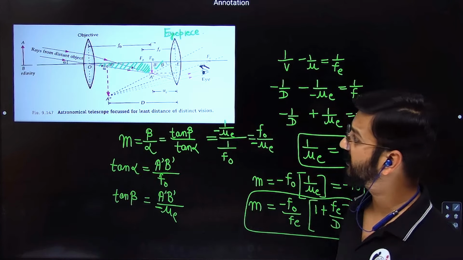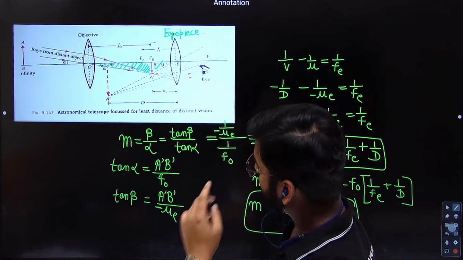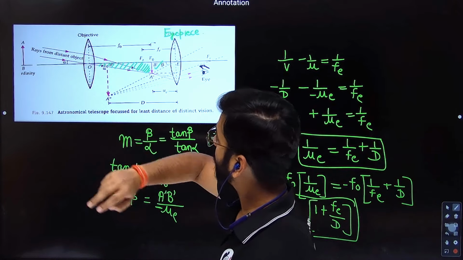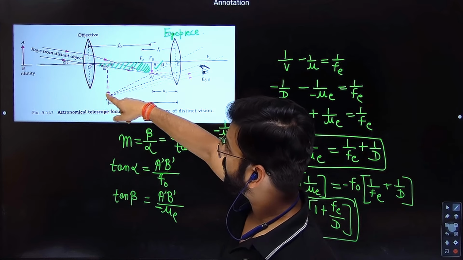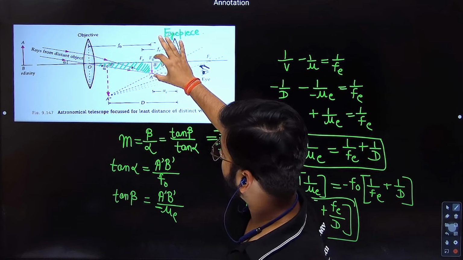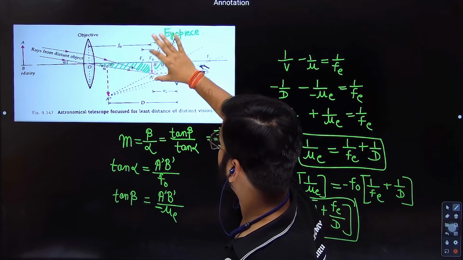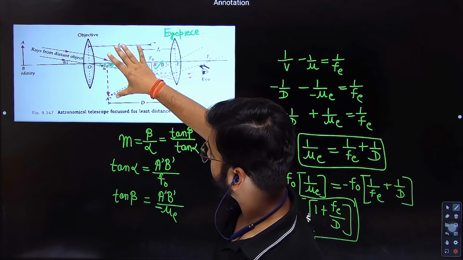I think the ray diagram should be clear. There should not be any problem with the ray diagram. Parallel rays are coming. After refraction, where will they meet? At the focus. So you can see that the image of the objective is formed basically at FO, the focus. And that will act as the object for the eyepiece. And this is the final image.